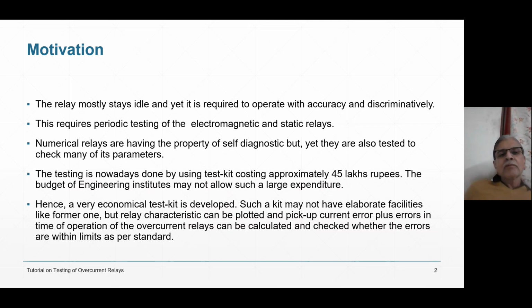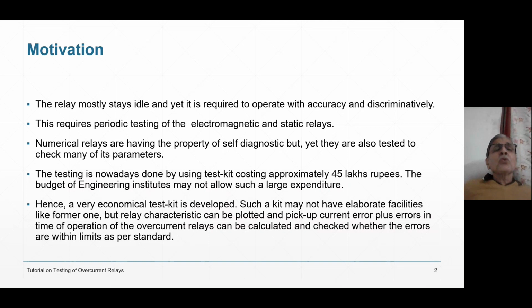If the relay does not work, then it will not give signal to the breaker. Breaker will not trip, and the equipment that is being protected will be damaged, or some backup relay will work. Then only you will come to know that relay is not working. Otherwise, you do not have any idea about relay not working.